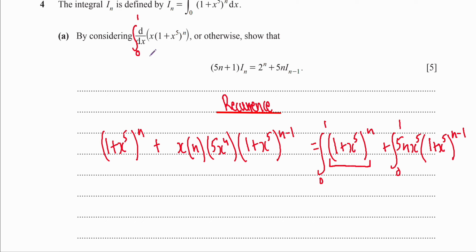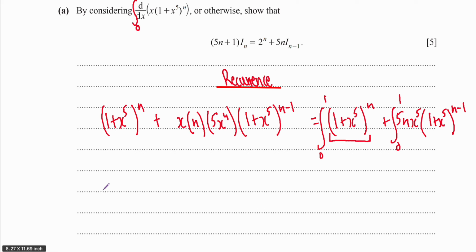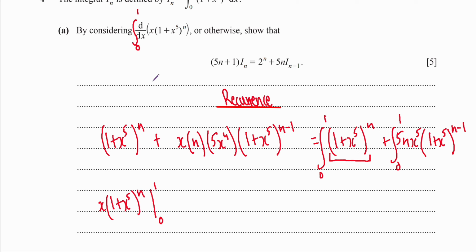Okay, but now look at this. You're taking the integral of the derivative of something. So what does that give you? That's just going to give you the function, right? By the fundamental theorem of calculus, this is going to cancel out, and you're going to be left with everything that's inside. So I'm actually going to be left with x times 1 plus x to the power 5 to the power n, and I'm going to have to evaluate it between 0 and 1. Because now this is just the function, right? I took the integral between 0 and 1 and then the derivative. That means I'm just going to evaluate the function between 0 and 1.